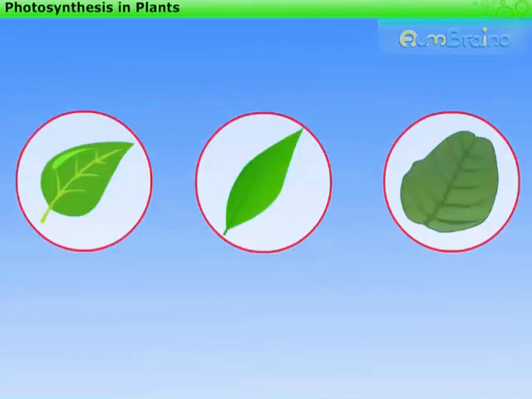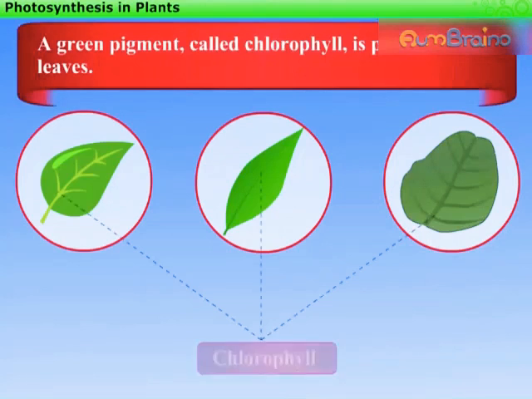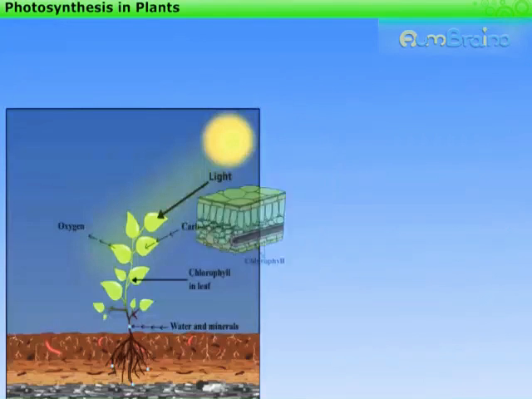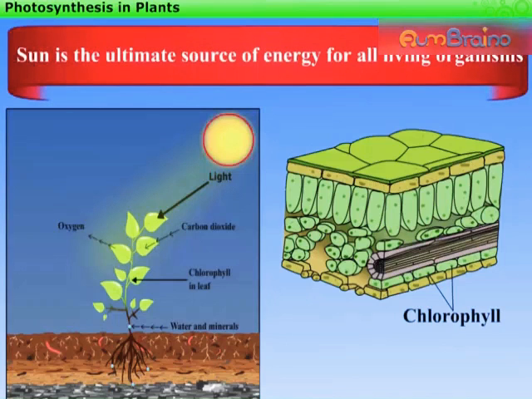Now let us understand why leaves alone can synthesize food. A green pigment, called chlorophyll, is present in the leaves. It helps the leaves to capture the energy of the sunlight, which is used to synthesize food from carbon dioxide and water. Thus, sun is the ultimate source of energy for all living organisms.